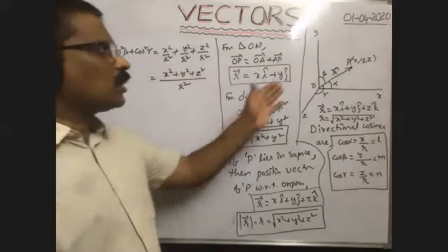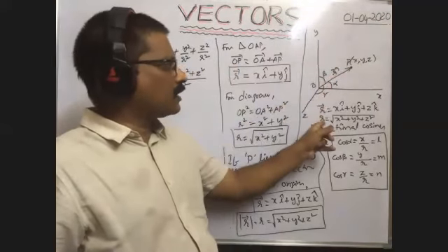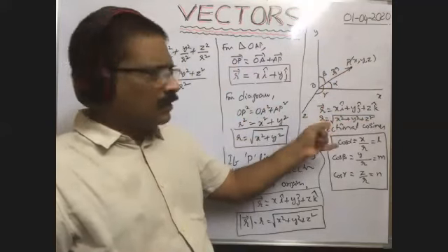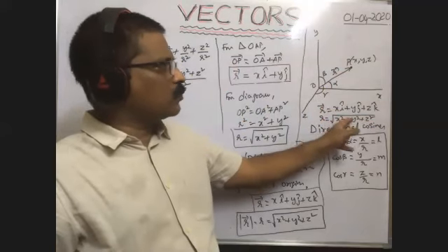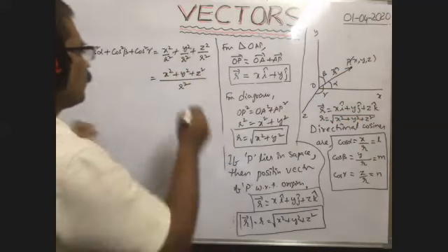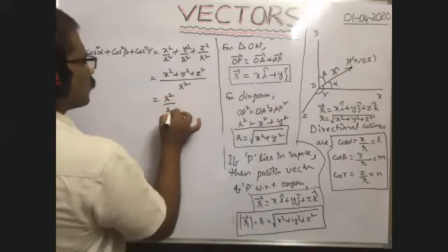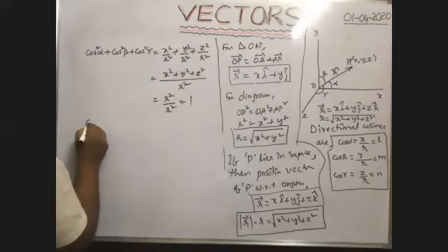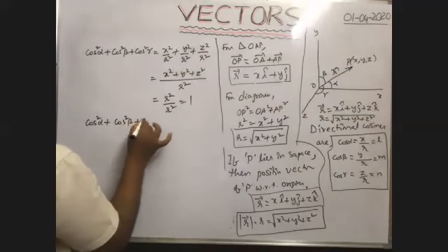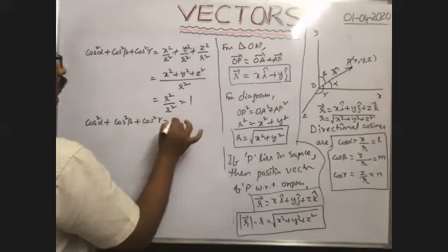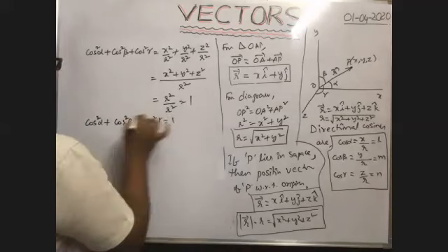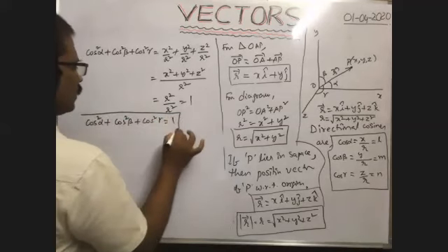But you know the magnitude of the given position vector r is equal to square root of x square plus y square plus z square. You take r and square on both sides, then r square is simply x square plus y square plus z square. Hence, instead of x square plus y square plus z square, we can write r square. Now you write r square by r square, that is equal to 1. Therefore, cos square alpha plus cos square beta plus cos square gamma is equal to 1. So the sum of the squares of directional cosines is equal to 1.